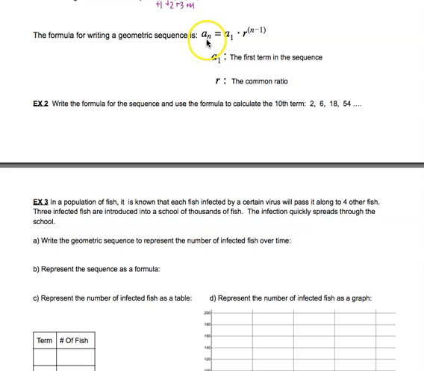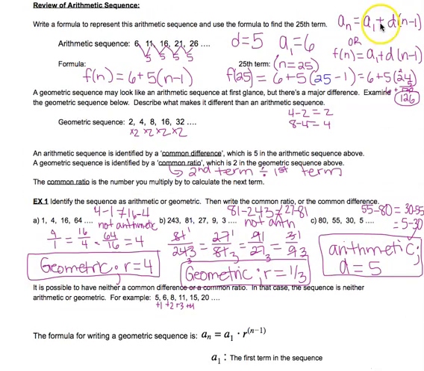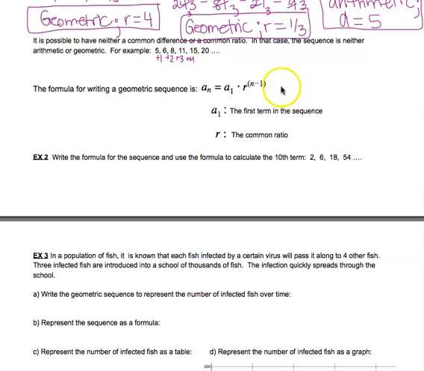And so that's A sub n, same thing. So the nth term is first term times, instead of plus, the common ratio raised to the n minus 1. So in this case, we've changed our addition symbol here to multiplication. We've changed our D to an R. And we've changed our n minus 1 from being multiplied to being an exponent.